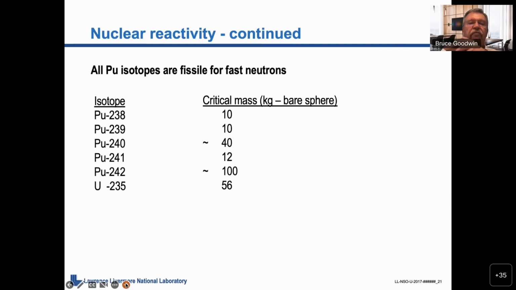So here we have the critical masses of various plutonium isotopes and uranium-235 for fast neutrons. And you'll notice here that the masses are lower because this is more reactive. 239 is 10 kilograms bare sphere, 240 is 40 kilograms, 241 is 12 kilograms, and U-235 again is 56 kilograms. So they're all better than weapons usable 235.